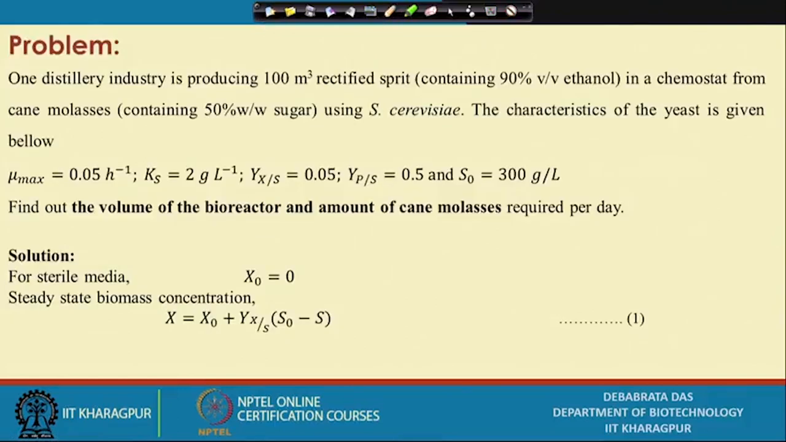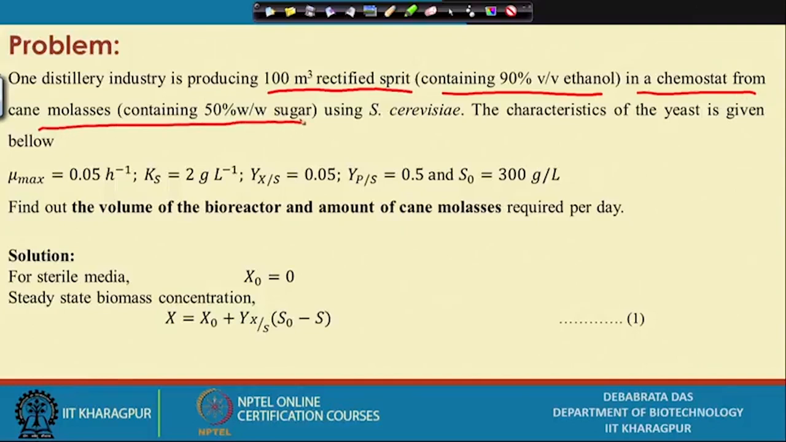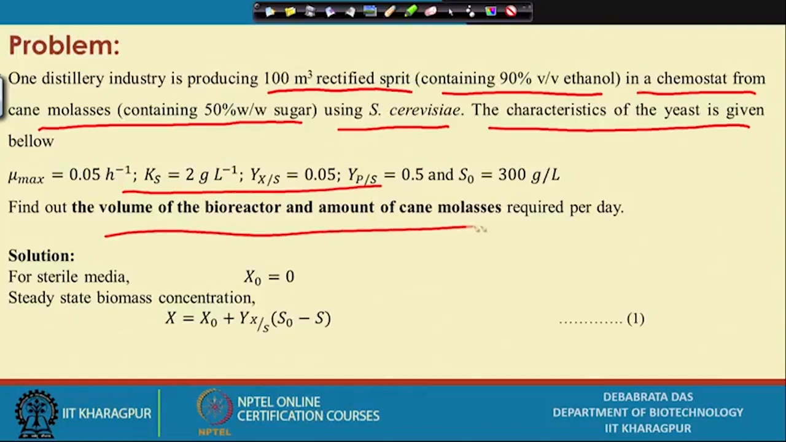The last problem that we have is with the distillery industry. One distillery industry is producing 100 cubic meter of rectified spirit containing 90% volume by volume of ethanol in a chemostat from cane molasses, containing 50% weight by weight sugar using Saccharomyces cerevisiae. The characteristics of the yeast is given here. You have to find out the volume of the bioreactor and amount of cane molasses required. It is almost similar to the first problem, only here the product is different, here the product is ethanol.